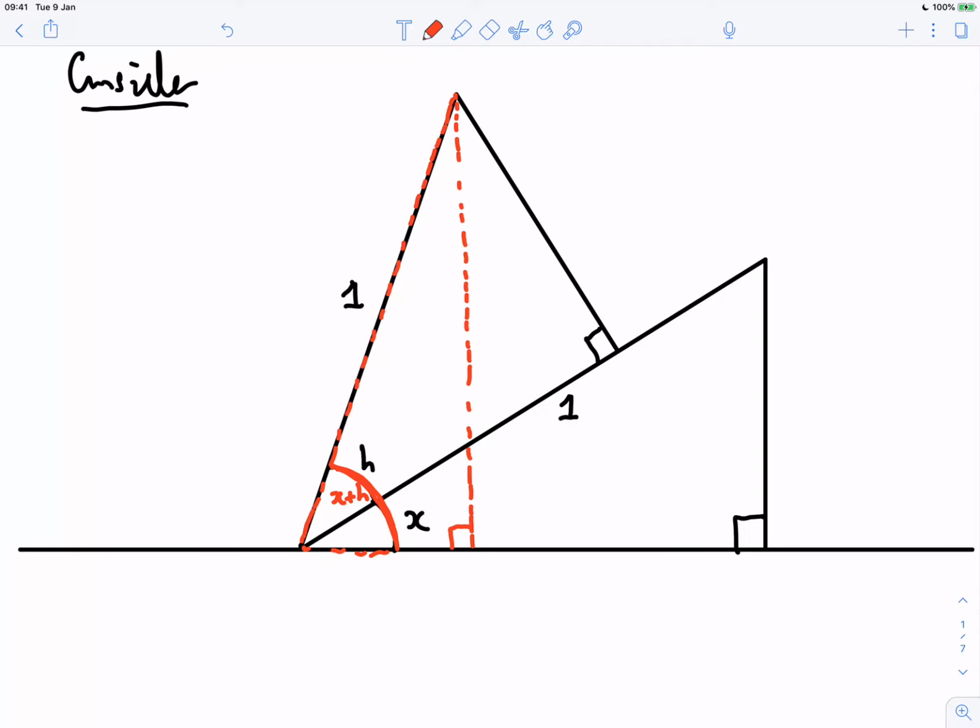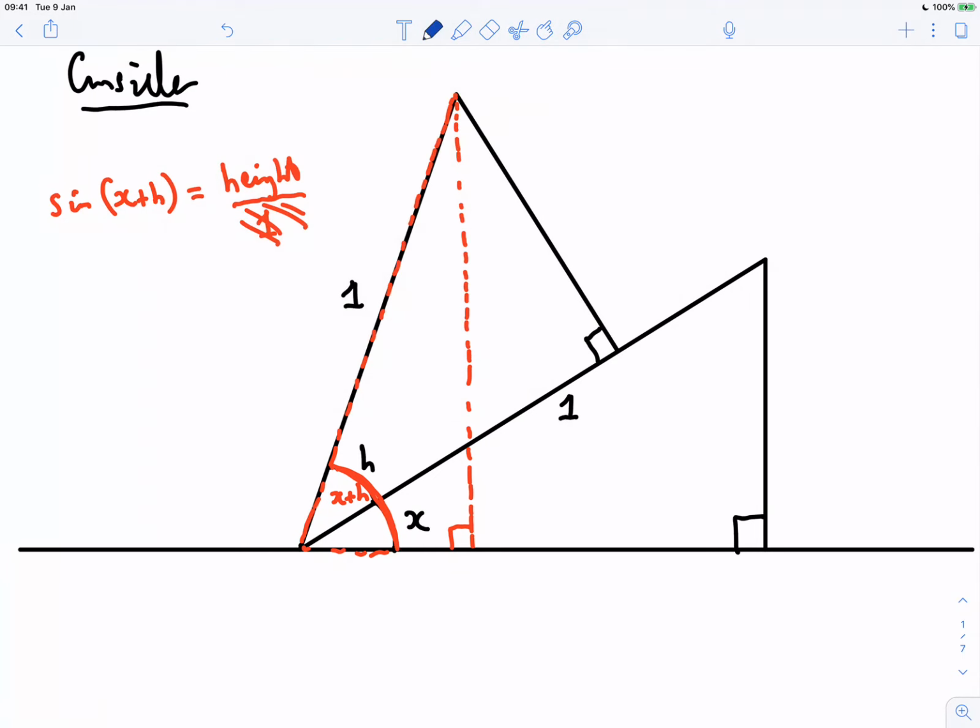And therefore, if I wanted to find out what sine of x plus h was, that would be the opposite, which is the total height, divided by the hypotenuse, which we've defined to be 1. So in other words, sine of x plus h is just the height of this triangle. So that's something we can work towards. How about we define a few other bits?